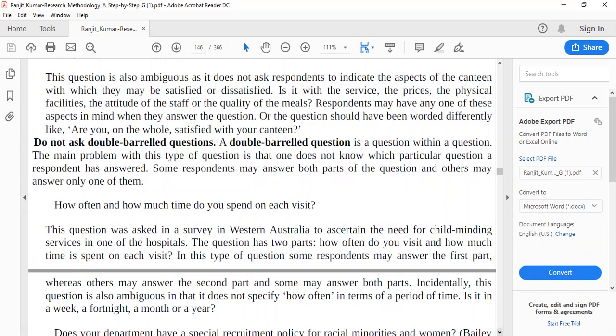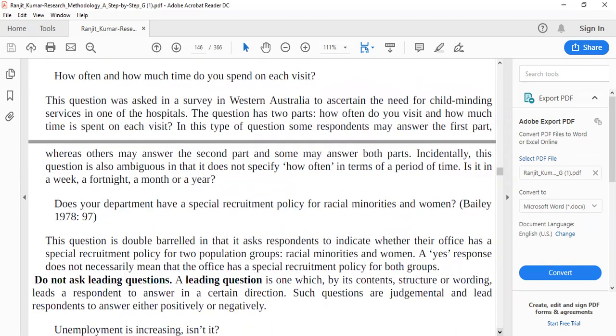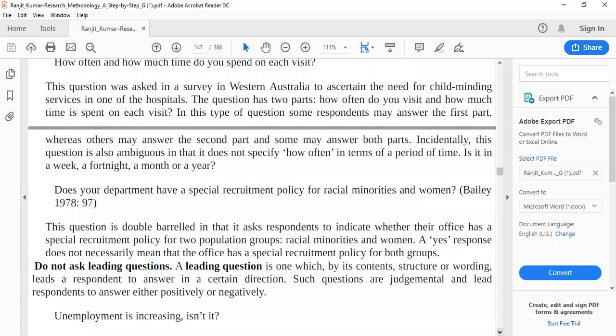You should not ask double-barreled questions. Double-barreled questions are those in which you are asking two questions at the same time in one question. Always ask one question, very clear, in very easy language that everyone can understand, right? When you are asking two questions, there is a possibility that the person might forget to answer one, or confuse one with the other. So it's better not to ask double-barreled questions.